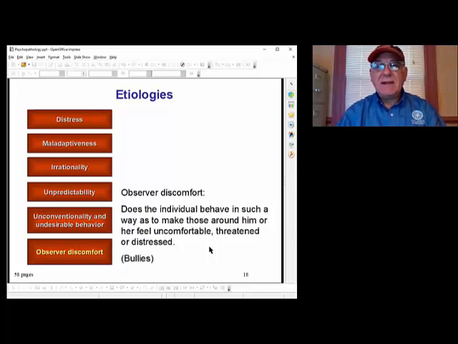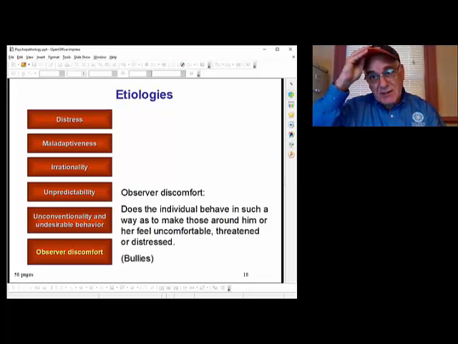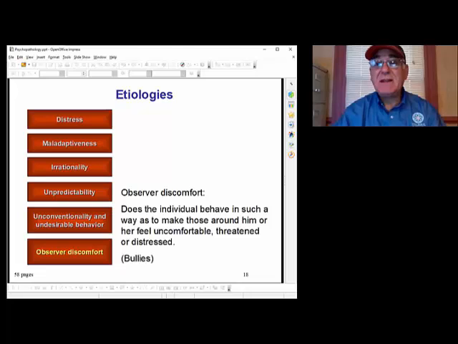Observer discomfort is, does the individual behave in such a way as to make those around him or her feel uncomfortable, threatened, or distressed? This is the definition of a bully. And remember, these things, you have to have them as a pattern. It has to happen over and over and over again, and it has to keep you from being able to meet the demands of life. And certainly a bully fits that description. It happens over and over and over. They're always like that. They're always causing distress and discomfort for other people, and eventually will lead for them not to be able to meet the demands of life.